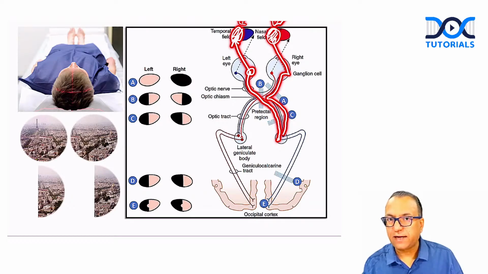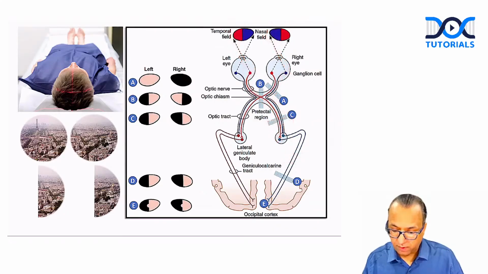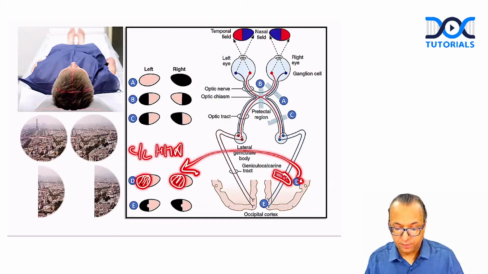Left half of each eye visual field becomes blind if we have a lesion here at optic tract, even optic chiasma. See this optic tract and optic radiation. This is optic radiation or geniculocalcarine tract. Even the same thing will happen. So what about this lesion D then? Lesion D is same as the lesion C. The left half of each eye is blind, which is called contralateral homonymous hemianopia.